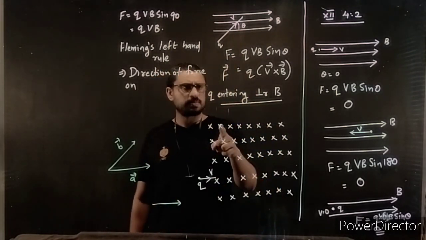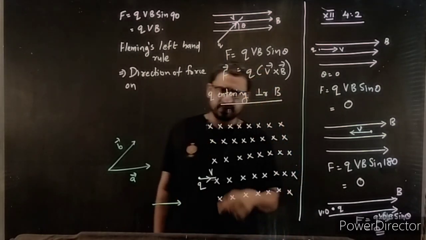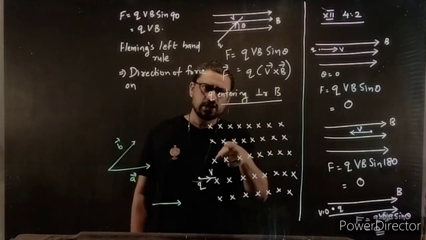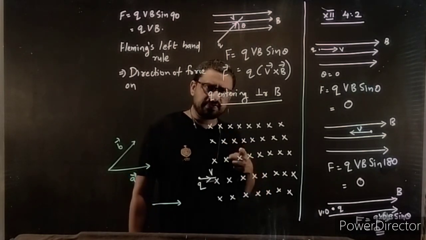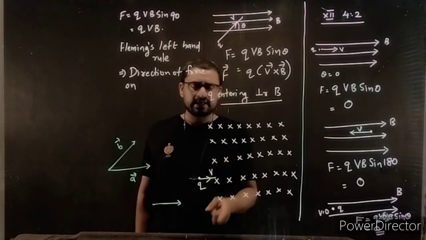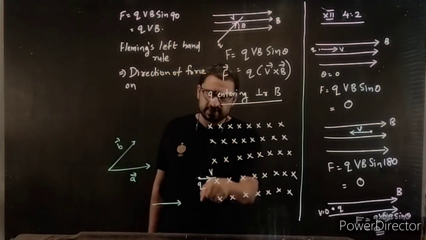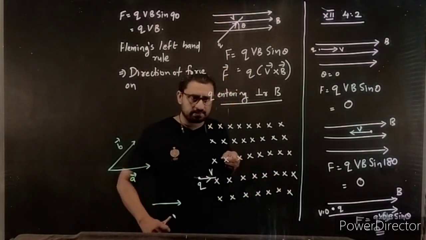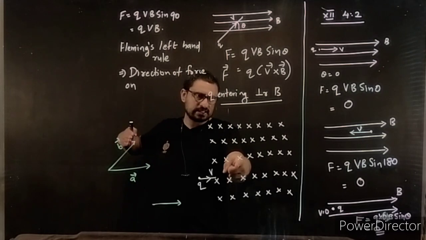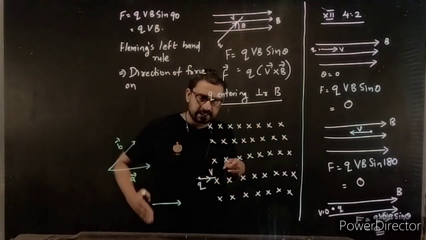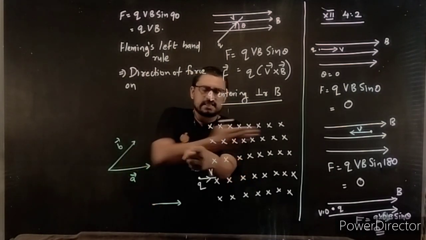Next is the charged particle entering a perpendicular magnetic field. So I make it like cross marks. It shows the magnetic field is into the plane. And into the plane magnetic field, the charge is entering perpendicular to it. Just like the magnetic field is into the plane and the charge is entering like this. So they are mutually perpendicular, right?